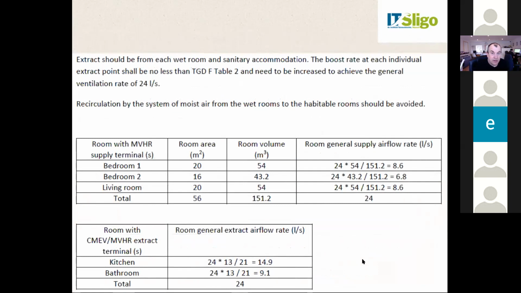Now, this is the same calculation for that apartment, that you're able to work out for the bedrooms by what the room volume is. I don't know what the room volumes are, but this is a separate calculation in order to get the general supply rate for each individual room. Now, is this relevant? You've been taught that you need to understand the building regulations, and these regulations on ventilation are really, really important.